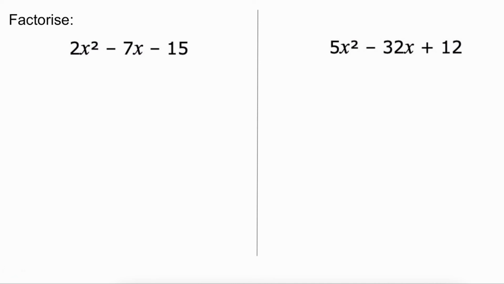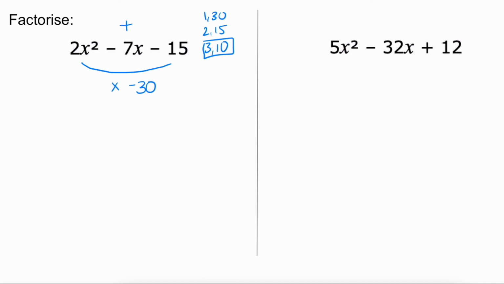So the next one, let's just practice that a little bit more. So again, I'm going to multiply these two things together. So I'm looking at what times together to make minus 30, and what adds together to make minus 7. So things that times together to make the minus 30, I have 1 and 30, 2 and 15, 3 and 10, and I can see there this is going to make the 7.